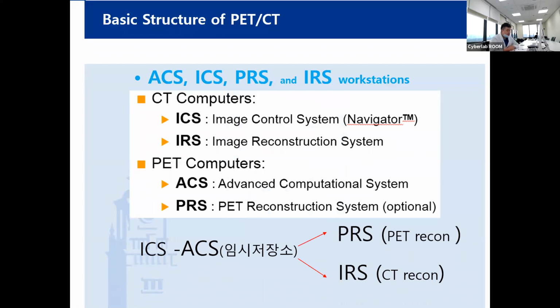ACS, ICS, PRS, and IRS workstations. The CT part consists of ICS and IRS. ICS is the image saving system, and IRS means image reconstruction system. So IRS and PRS are the most important two. ACS and PRS are the PET system and PET computers. ACS is the advanced computational system, and PRS is the PET reconstruction system. Especially PRS is the most important part because of the PET reconstruction method. According to the PET reconstruction system, we could get better or worse images.